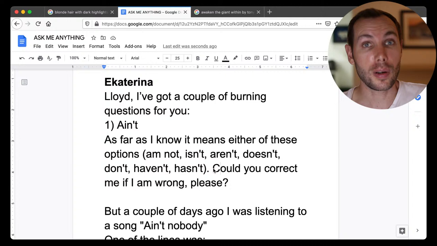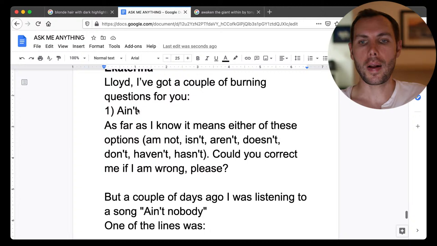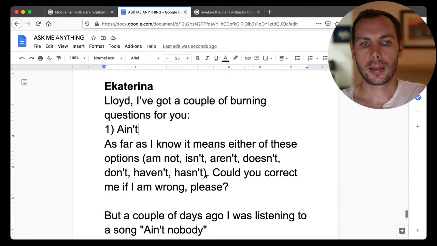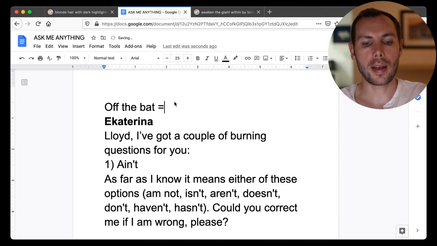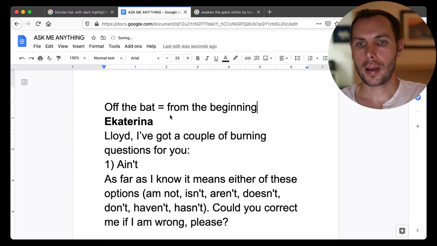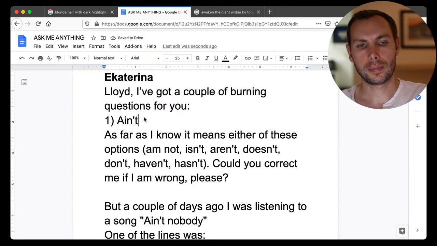Ain't is an interesting word, but I have to say off the bat, off the bat means from the beginning. So I have to say off the bat that I almost never, maybe never, use this word.